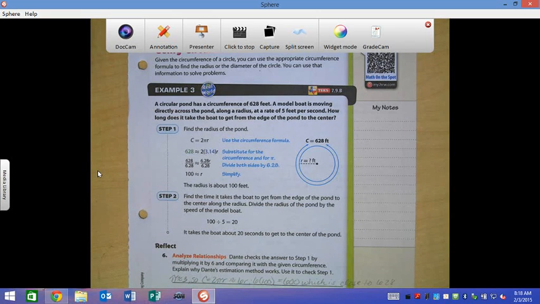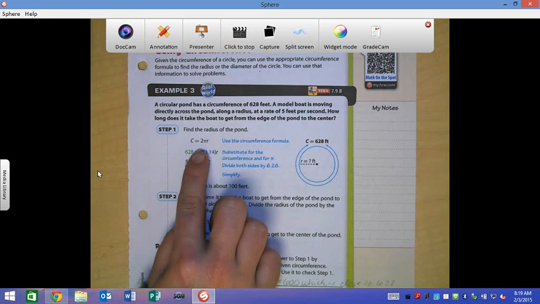So this was a pond. It says a circular pond has a circumference of 628 feet. A model boat is moving directly across the pond along a radius at a rate of 5 feet per second. How long does it take the boat to get from the edge of the pond to the center? So, first thing we have to do is find the radius of the pond.